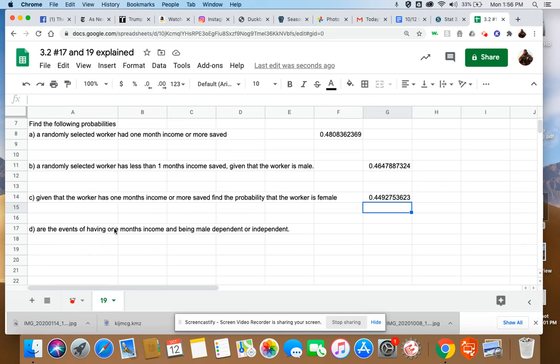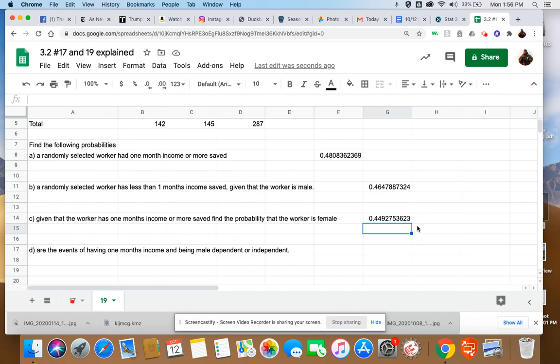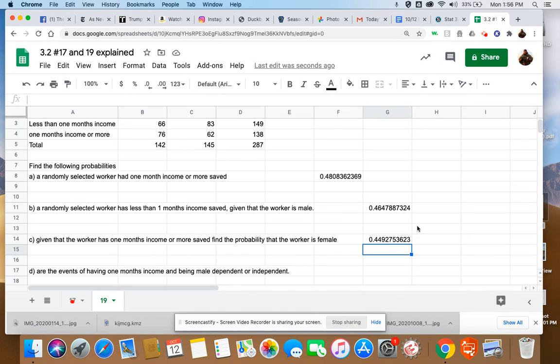The last question is one that requires you to think. Are the events of having 1 month's income and being male dependent or independent? In other words, does one affect the other? Well, here's a simple way to think about this. Let's look at 1 month's income or more. 138 divided by 287, which is what we did back here in letter A. We said, okay, 138 divided by 287 is 0.481.